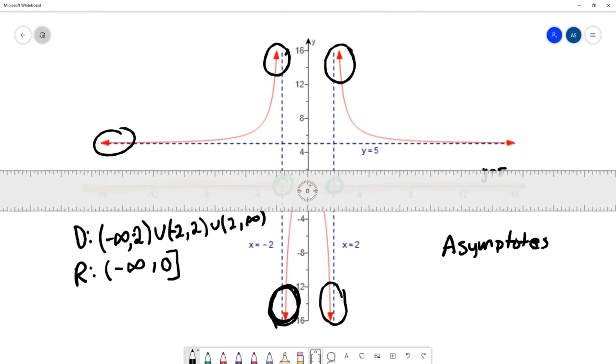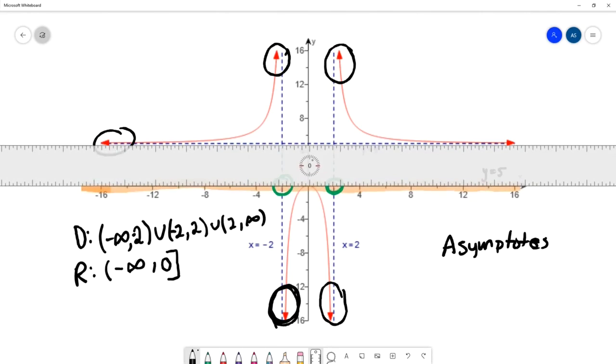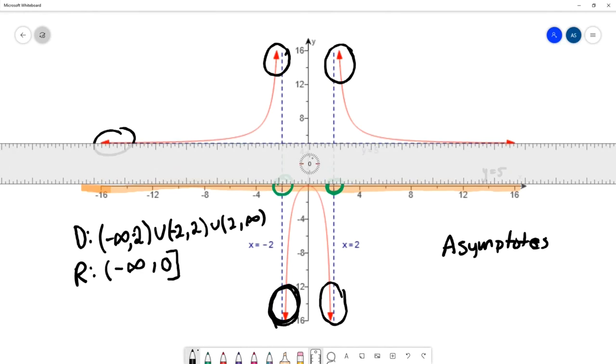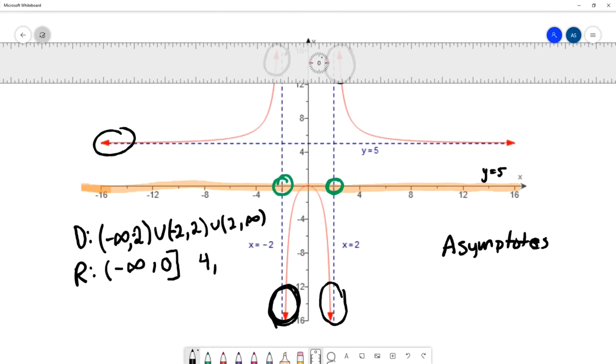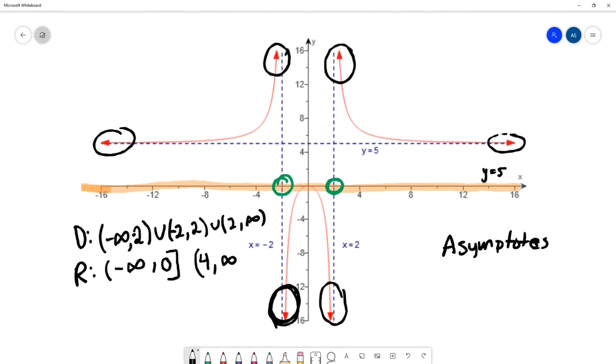You can see if I keep going up, I'm going to start having my graph again right at that asymptote. So the range will start at 4 and continue on to infinity. As I said earlier, the graph never reaches that asymptote, so I'm going to put a parenthesis on the 4. The parenthesis means that the 4 is not included in the range.